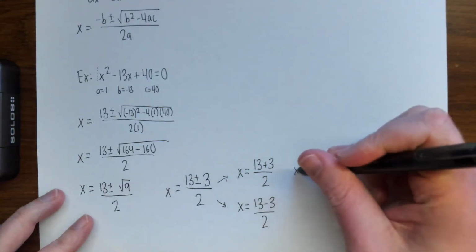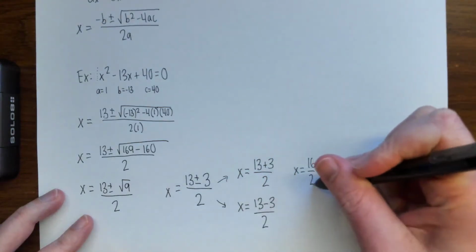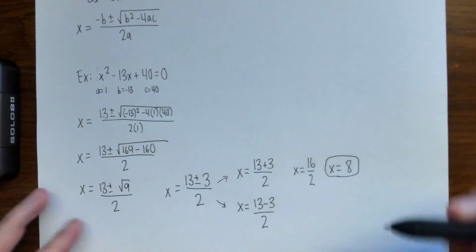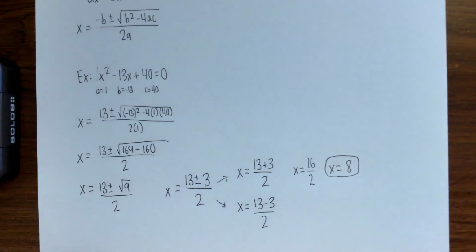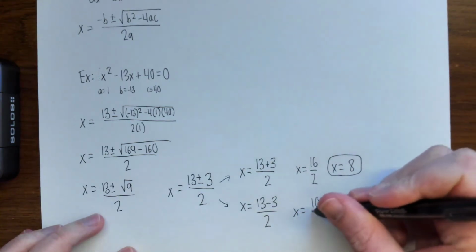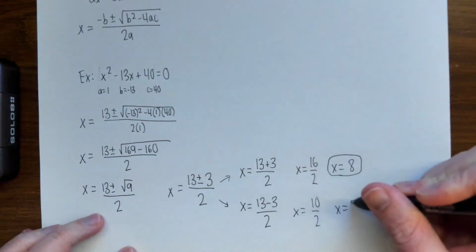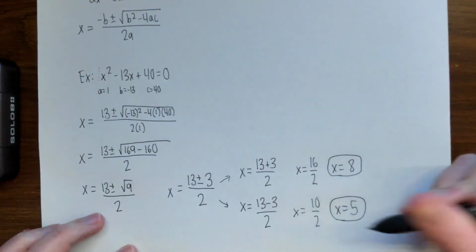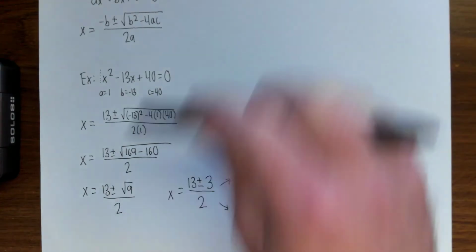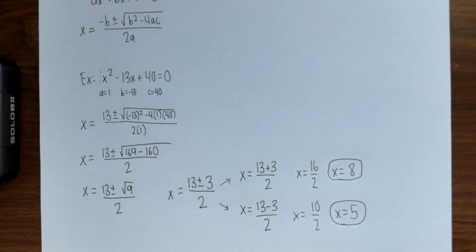13 plus 3 is 16, and 16 over 2 is 8. So one of the answers to this equation is x equals 8. The other one here, 13 minus 3 is 10, and 10 over 2 is 5. The other answer to this equation is 5. So remember I said at the beginning that these might have two answers. In this case, the two answers for this equation are x equals 8 and x equals 5.